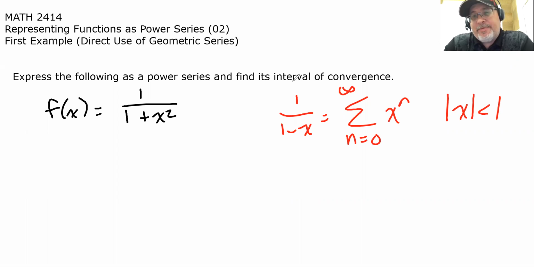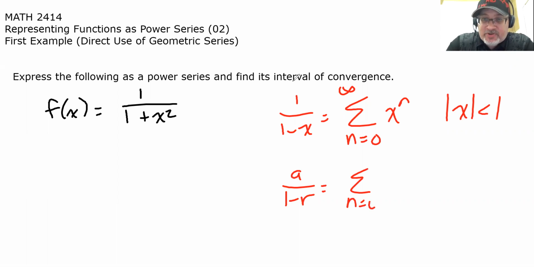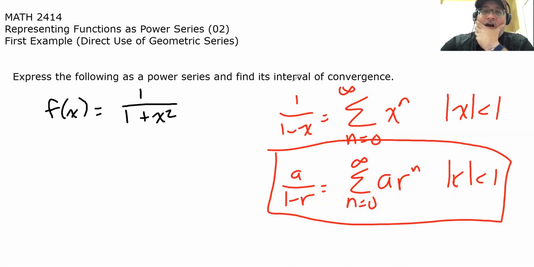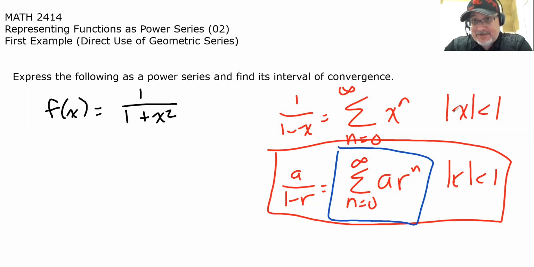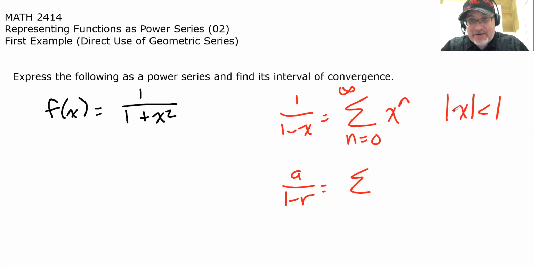But if you want to think about this a little bit more generically from a geometric series perspective, we can think of it as a over 1 minus r equals the sum from n equals 0 to infinity of a times r to the n, where the absolute value of r is less than 1. In fact, I think I'd actually like to focus a little bit more on this one because since we're going to be building series out of functions, and the first term won't always be 1, it will be important to know how to build your function series like this. So I think we're going to go with that one instead of the one that's currently right here.